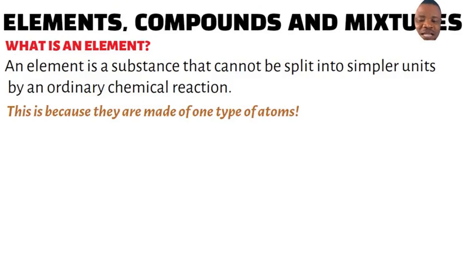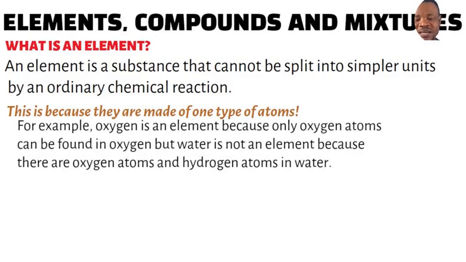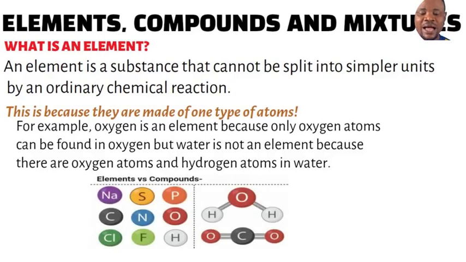This is because they are made of one type of atom. The only atom you can find in an element is one kind of atom, the particular atom. For example, oxygen is an element because only oxygen atoms can be found in oxygen. But water is not an element because there are oxygen atoms and hydrogen atoms in water, like you can see there. To the left, all those are elements. To the right, those are what now? Compounds. There's a compound of water and a compound of carbon dioxide.